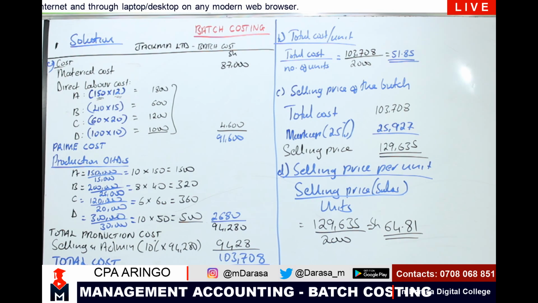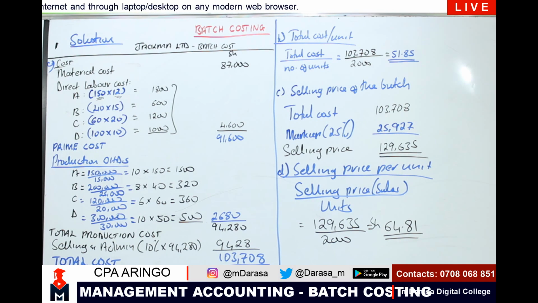We divide 129,635 by the number of units. You are given 2,000 units. So you should just be having 2,000 units, meaning that our selling price per unit would be how much? 129,635 divided by 2,000 units gives us 64.81 selling price per unit. Remember, these figures are in shillings. 64.81. And that is batch costing.